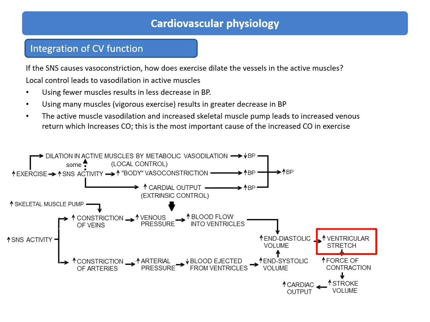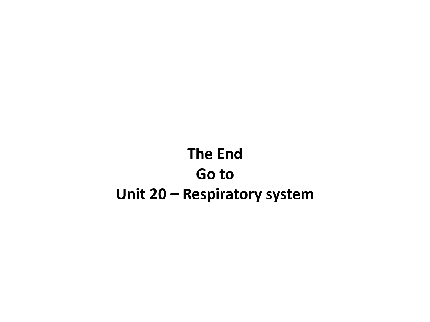This then increases ventricular stretch and force of contraction. Thereby, the stroke volume is increased and cardiac output is increased. And that's a look at Unit 19, the physiology of the cardiovascular system. You're now ready to go on to Unit 20, the respiratory system.